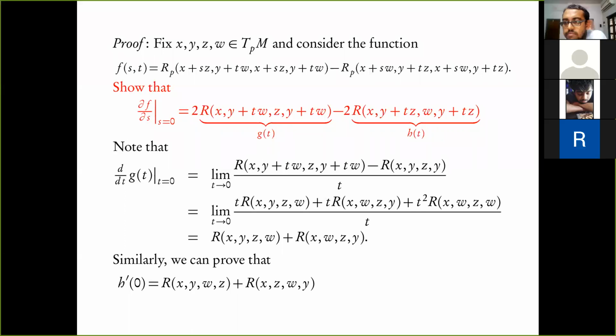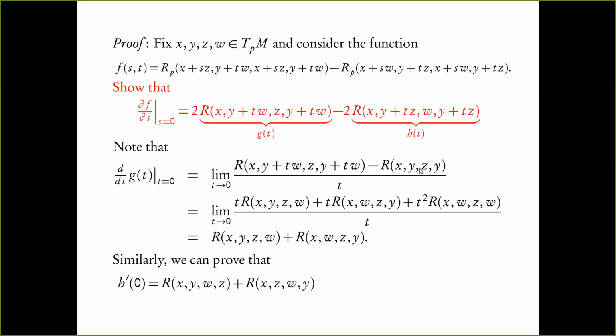Okay. Fine. So what do we want? We want to calculate 2g prime 0 minus 2h prime 0, right? Let me simplify this for you. I can switch wz back to zw. The price I pay is a minus sign. That is the symmetry of the Riemann tensor. I leave the other one as it is, R(x, z, w, y). So now you know what to do, right?